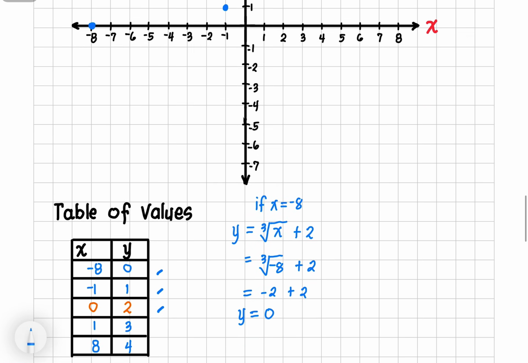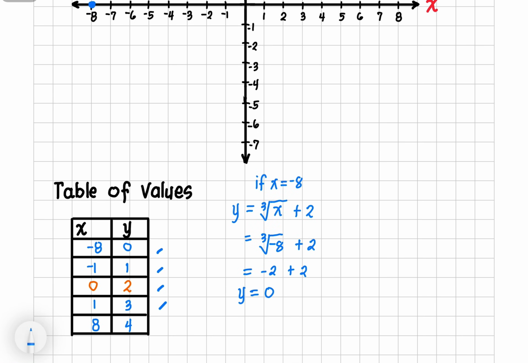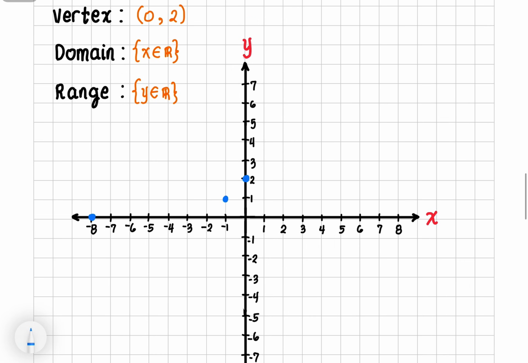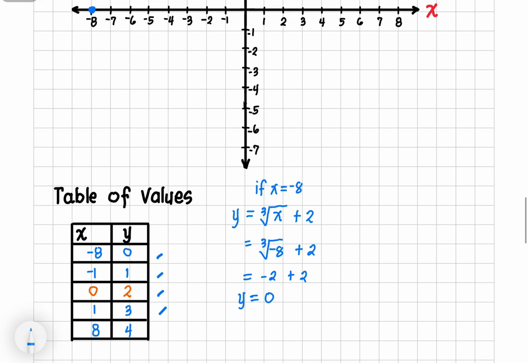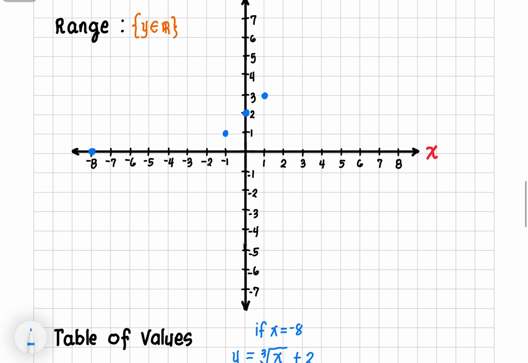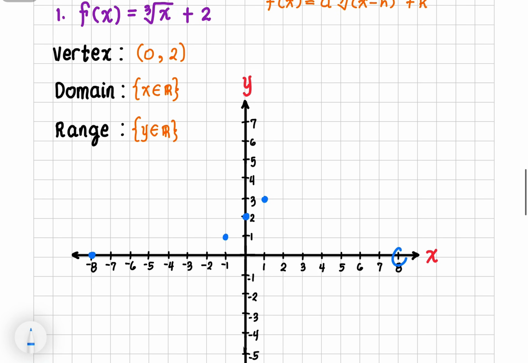And then, we have 1, 3. Your x is 1. Your y is 3. Okay, it is here, class. And then last, we have 8, 4. Your x is 8. This is our 8. This is the 4, so y. Take the intersection. So, it is here, class.